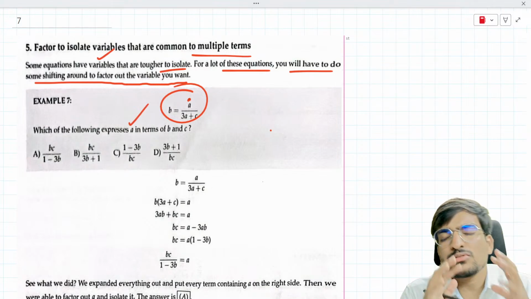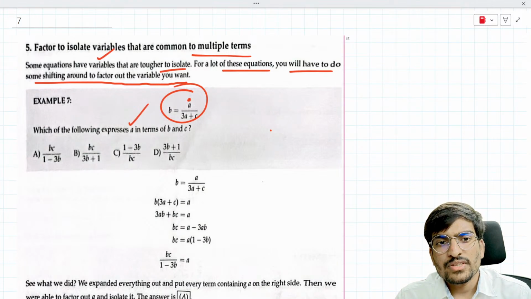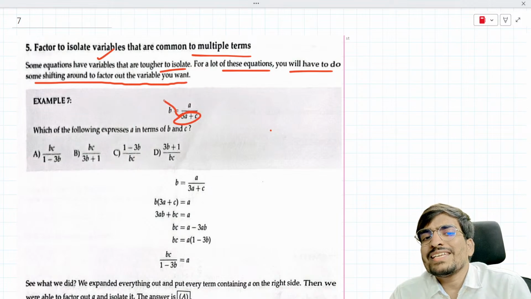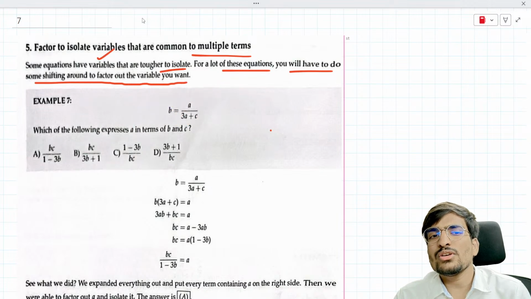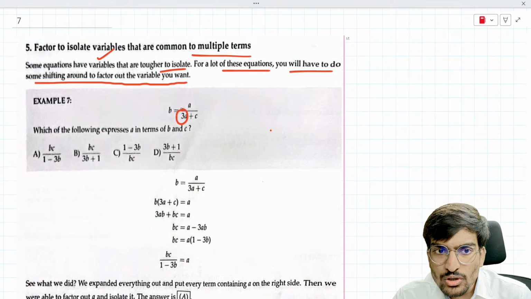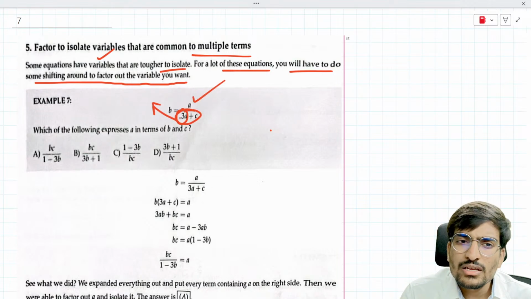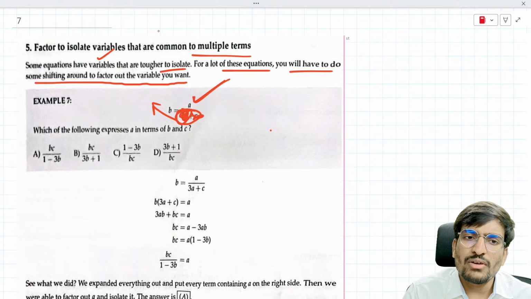You want the value of A. How do you get the value of A? You don't want things with A, you just want A. So you just try to isolate. You try to remove this complete denominator part. If you send it to the other side, you will get the value of A. Just by removing the denominator, you get the value of A. That's what we are going to do.